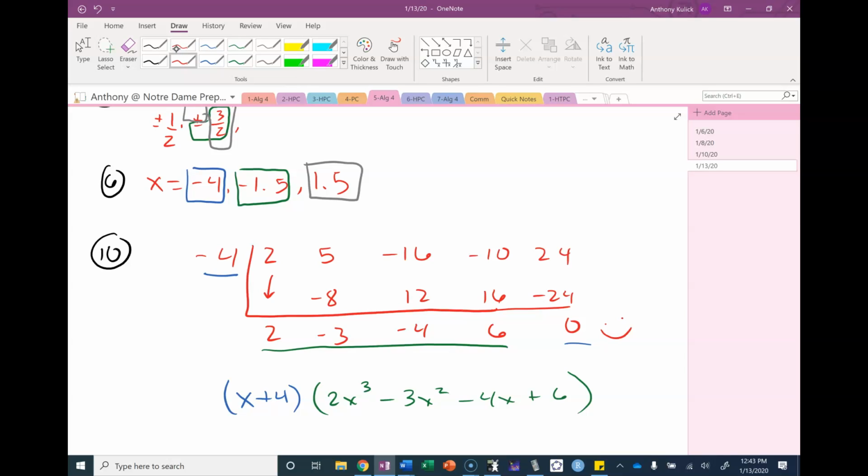How many of us tried to do another synthetic division on this problem? When you tried to do that second synthetic division, what number did you try to use? Did you use negative 1.5 or positive 1.5? Did it work? No. So what is that telling you about negative 1.5? It tells you that it's an irrational solution. It's not actually negative 1.5. It's going to be some crazy decimal that's just quite close to negative 1.5.